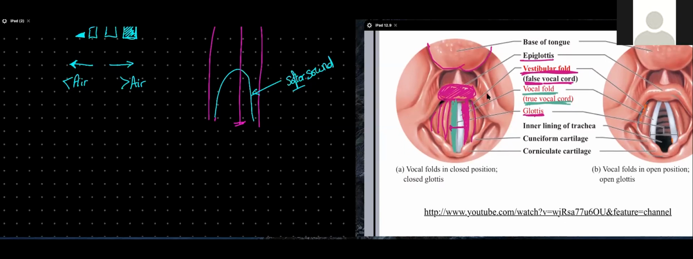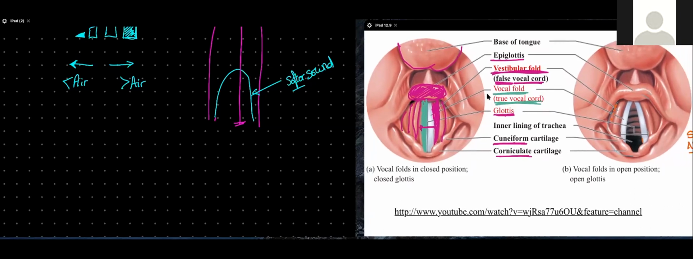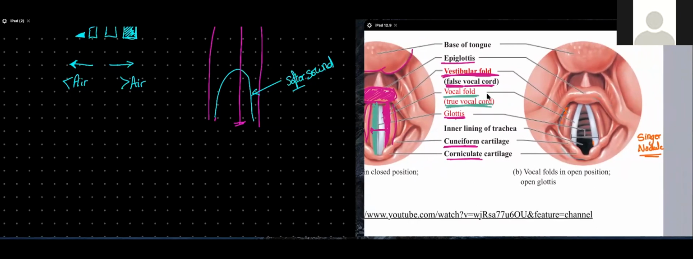Posteriorly, you're going to have two cartilages that will share in the formation of the voice box, the larynx. Those are going to be the cuneiform cartilage and the corniculate cartilage. Those are going to be moving according to the degree of contraction or relaxation of the vestibular folds on here, the false vocal cords.